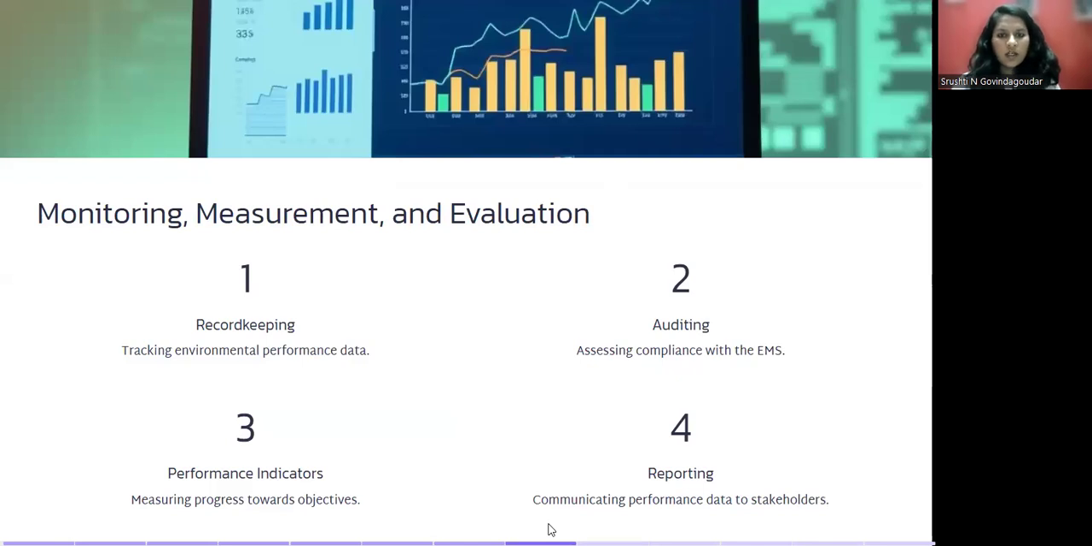Monitoring, measurement, and evaluation. First one is record keeping, tracking environmental performance data. Next one is auditing, that is assessing compliance with the EMS. Third one would be performance indicators, measuring progress towards objectives. Fourth is reporting, communicating performance data to stakeholders.